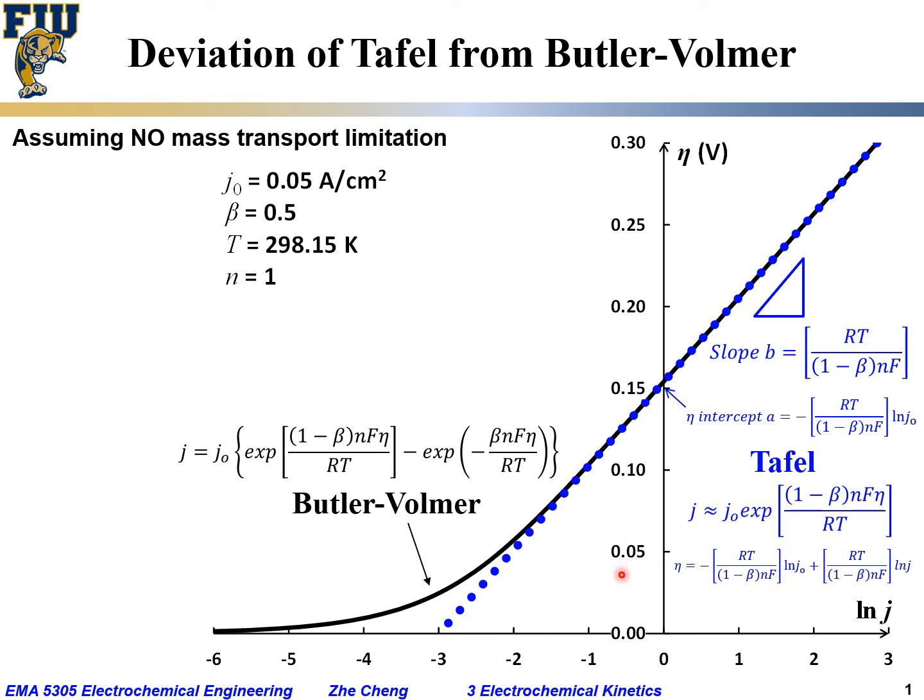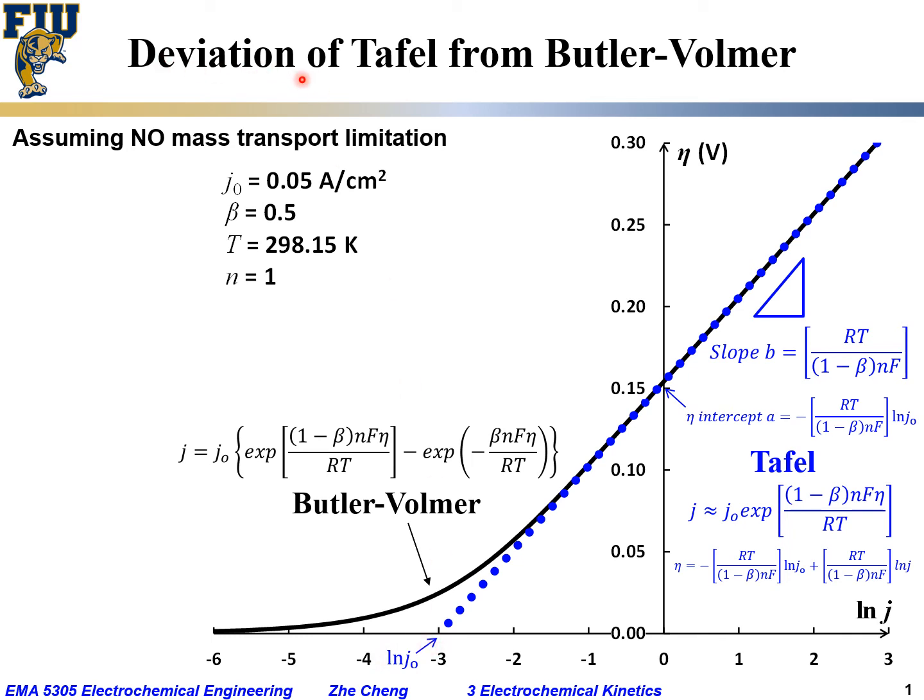On the other hand, we can also extend this line all the way to eta equals 0. So if eta equals 0, we have the natural log j intercept, and that gives us the natural log of the exchange current density. So if natural log of j equals natural log of the exchange current density, then eta would of course be 0. Okay, so these are the special points on this plot.